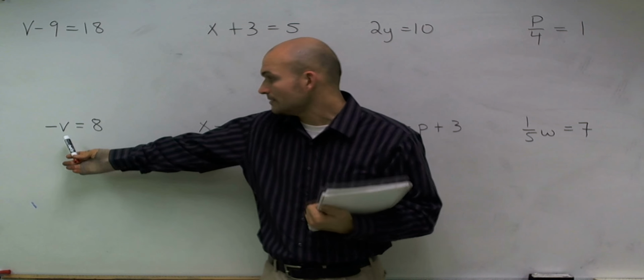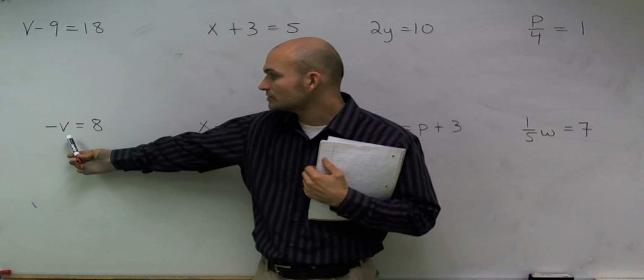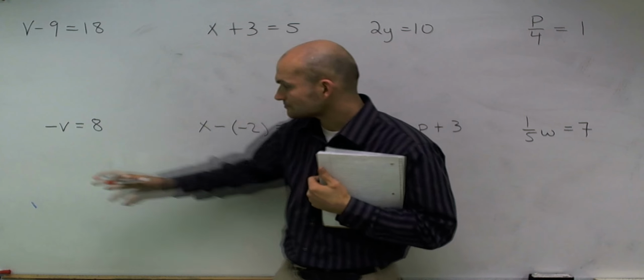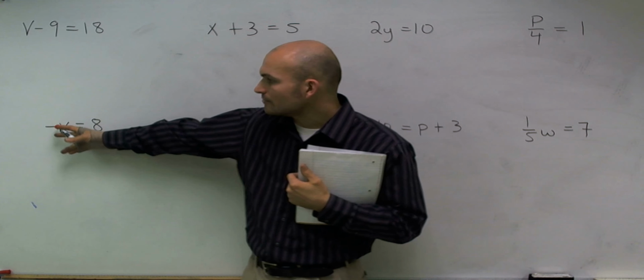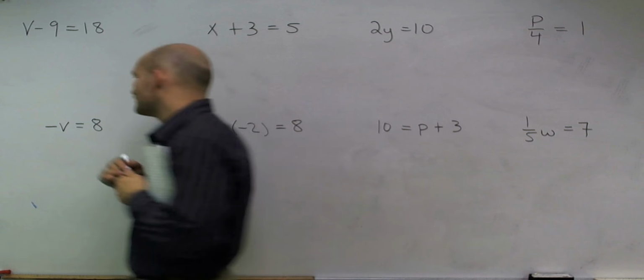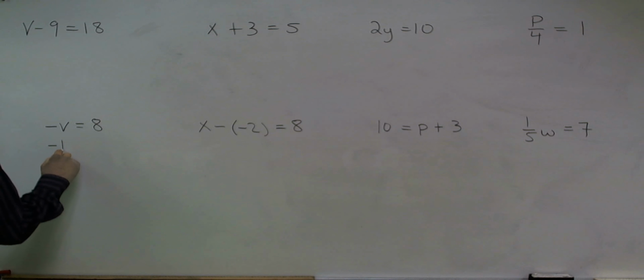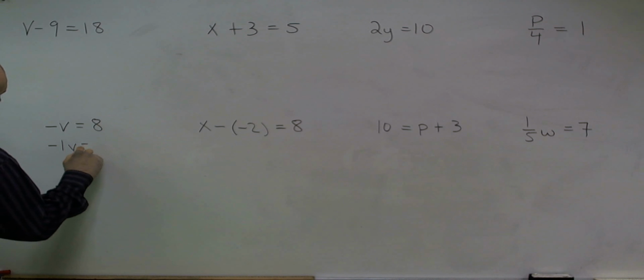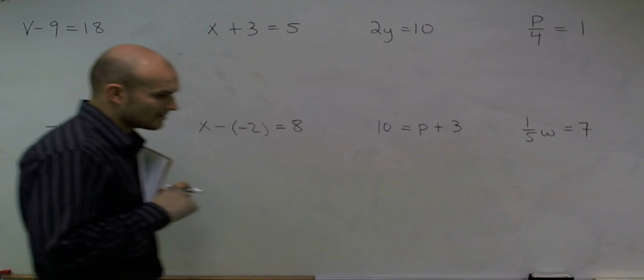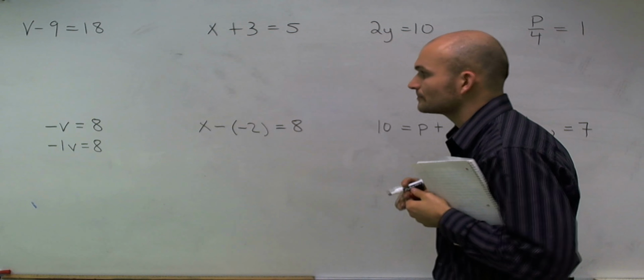This one's a difficult one. But to solve this equation, a quick little tip I would say is remember that's just a -1. So I would rewrite this problem as maybe a -1 times b equals 8. That might help you out to solve that problem.